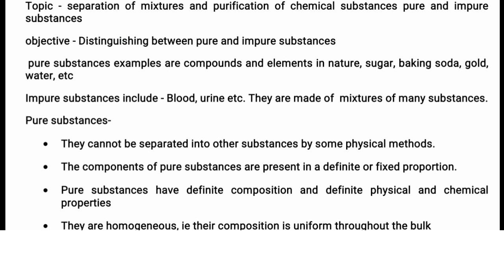Okay, for example, impure substances include blood, urine, etc. These ones are mixtures. You can know that they're mixtures because blood has to do with cells and so on and so forth. Okay, whatever the hemoglobin and so on and so forth. There are many mixtures inside the blood. So this is why they are called impure substances. So they are made of mixtures of many substances. That's what we mean by that.